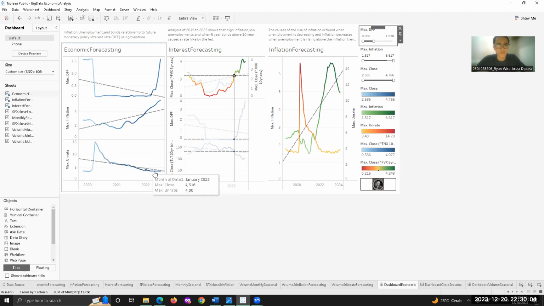This lowering unemployment rate is just like the previous one. This decrease in unemployment rate is due to the low interest rate. Because of that specific reason, low interest rate, more job opportunities, meaning more people getting income. That's why the unemployment rate lowers.